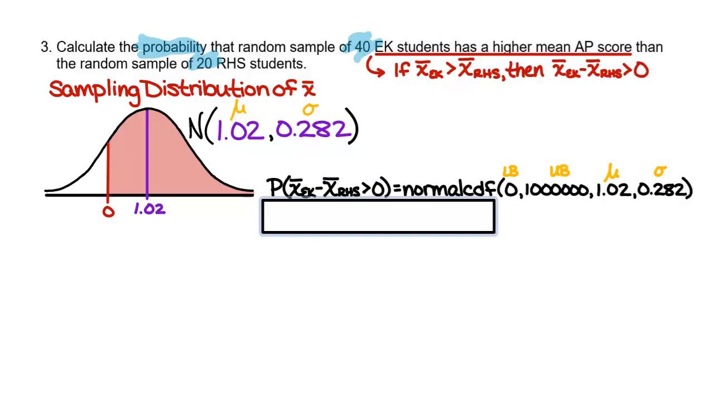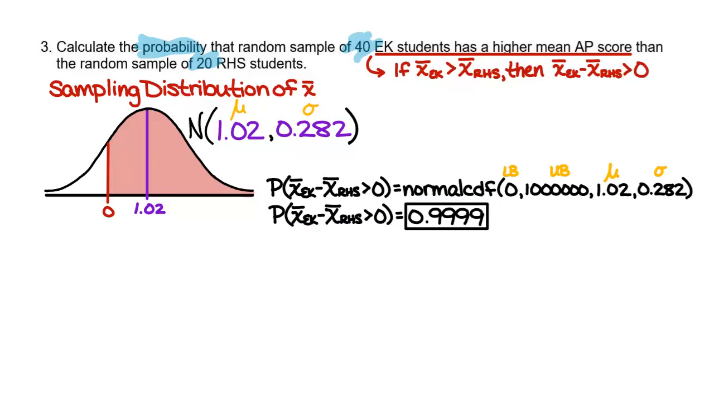Does anybody have an approximate value for this probability? Yes. 0.999. I even took it out one more because we get like 0.99985, so I rounded it to 4 places.